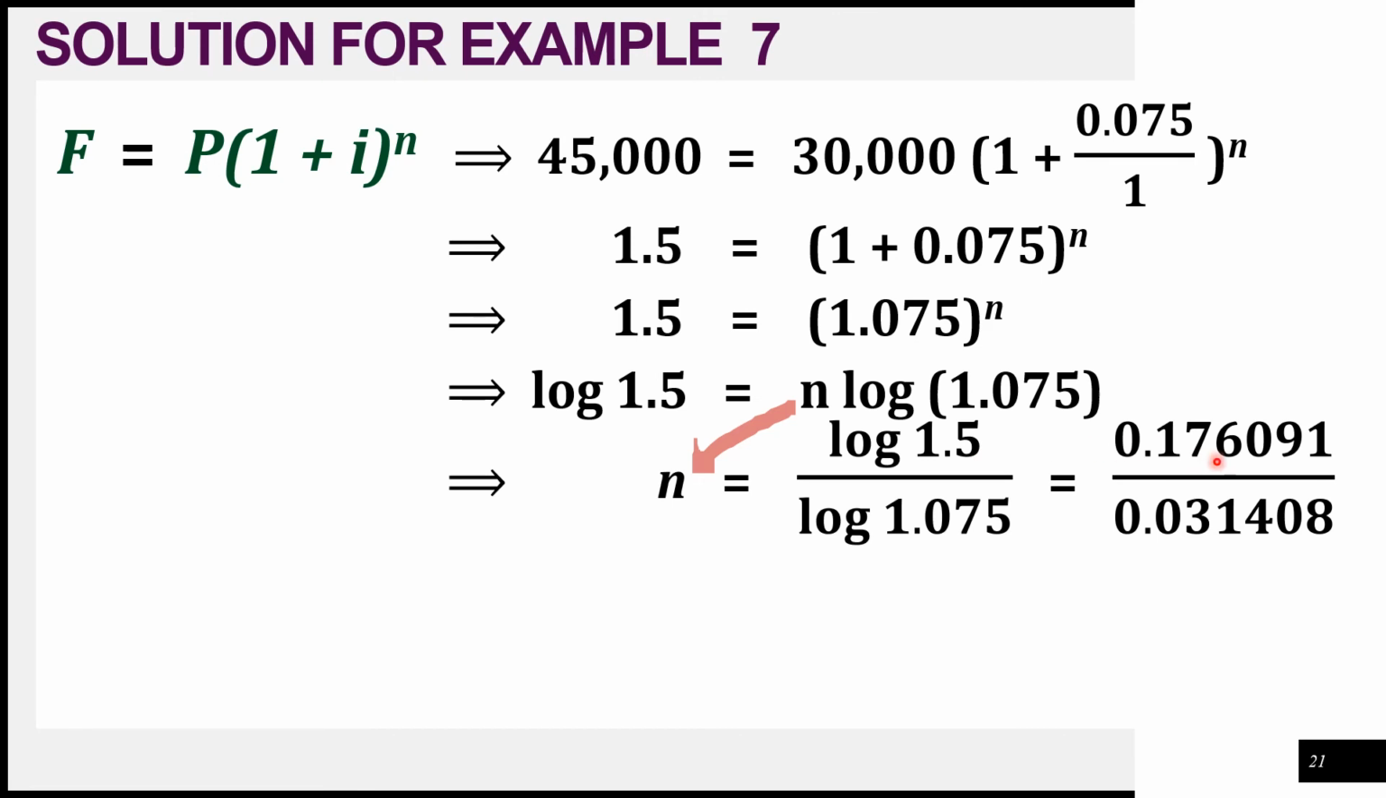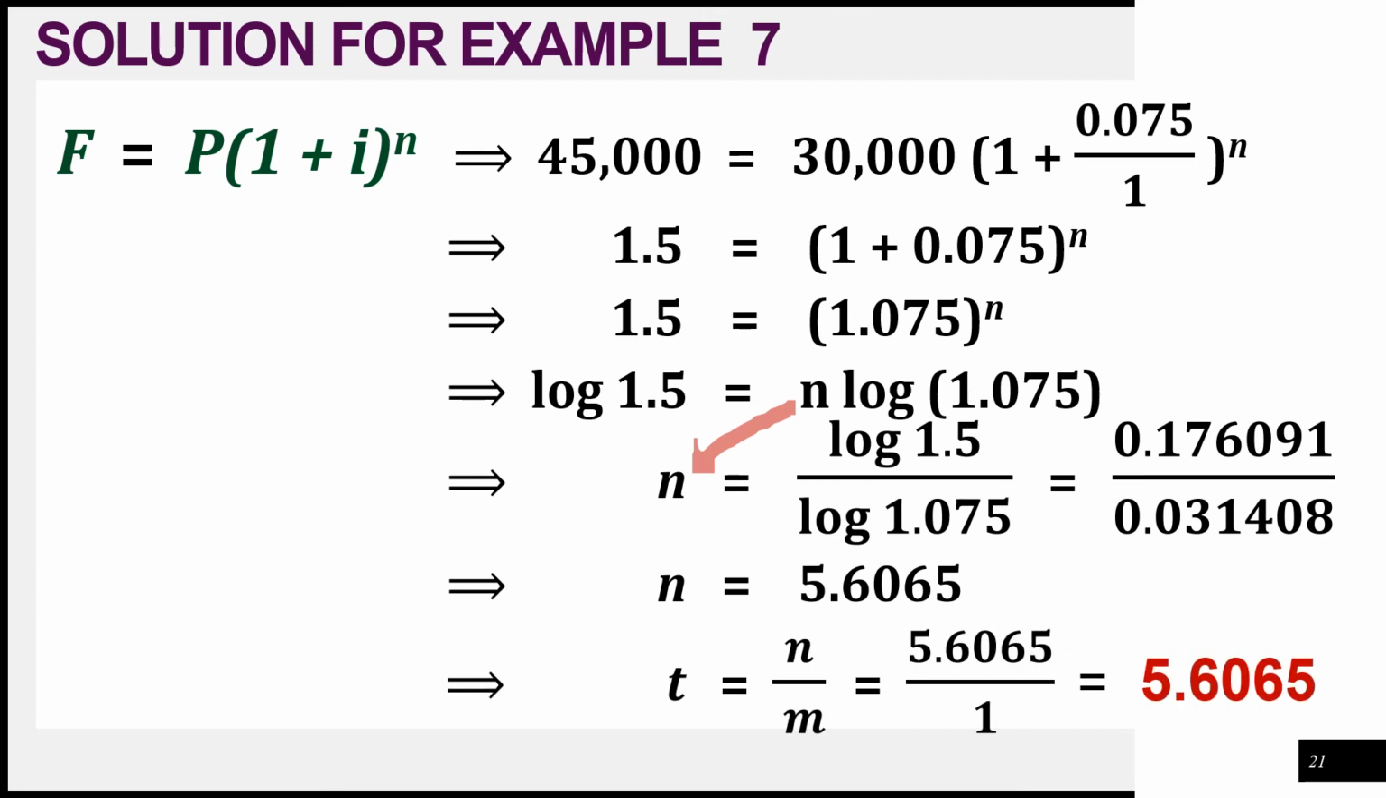So we have logarithm of 1.5 is 0.176091 divided by the logarithm of 1.075 is 0.031408. Now, after getting the values of these two logarithms, you divide, and then you will get n, which is equal to 5.6065. Now, since we already know the value of n, we can now solve for the value of t, which is the term of the loan.